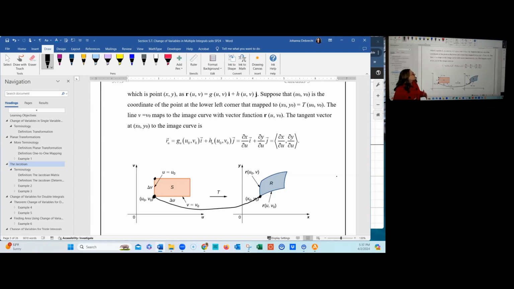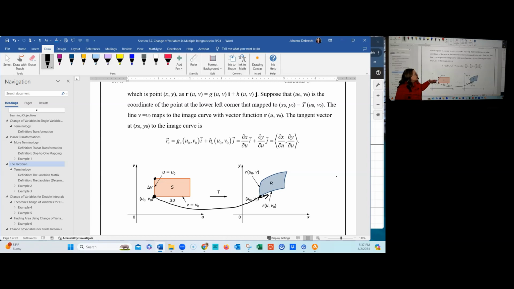So if that's the case, then everywhere along this horizontal line that I have right here, V is a constant value because it's horizontal. So V is equal to V naught, but U is varying over some range here. So I can represent the image of this horizontal line segment in S over here in the XY plane with R of U comma V naught, where V naught is a constant. Then I can find the tangent vector to it. So the tangent vector at the point X naught, Y naught, as you know, is going to point off in that particular direction.